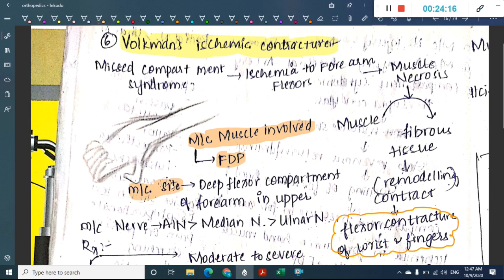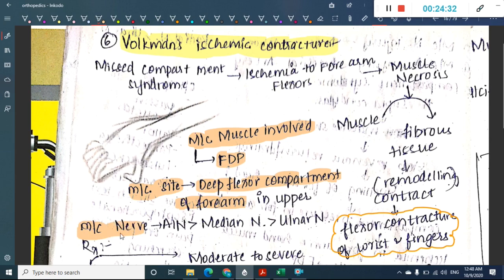Now, what is the most common site of this Volkmann's contracture? That is the deep flexor compartment of the forearm. That too, the upper part of the deep flexor compartment of the forearm is the most common site of Volkmann's ischemic contracture.